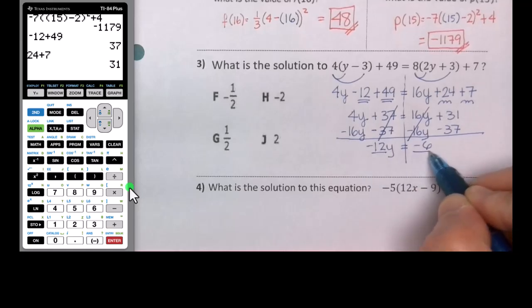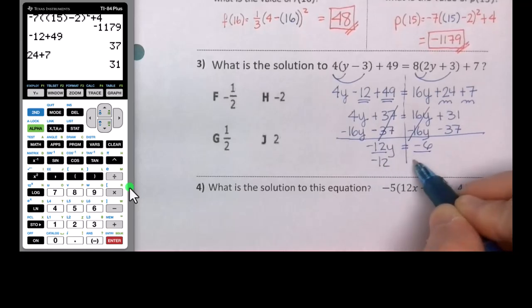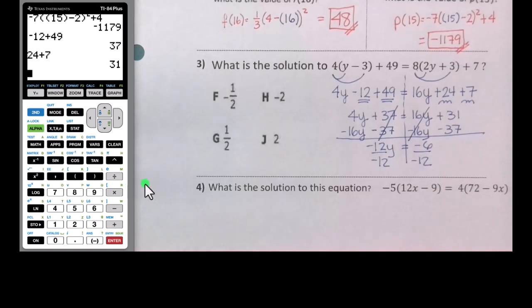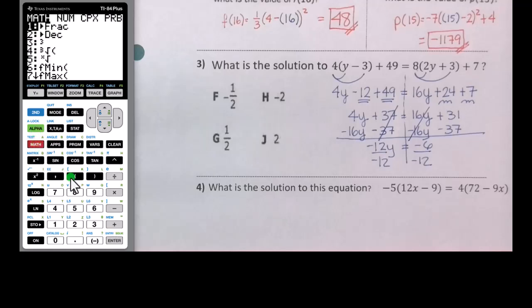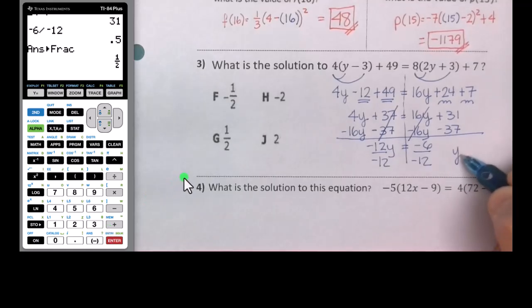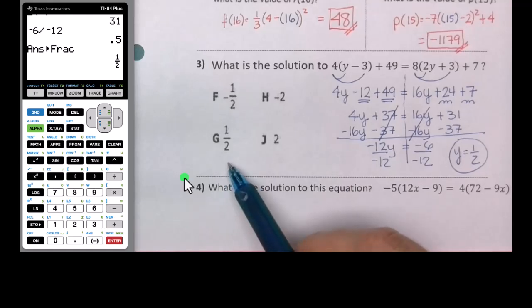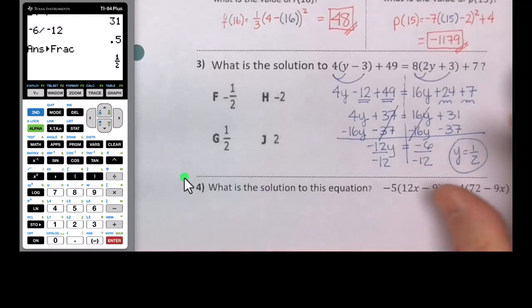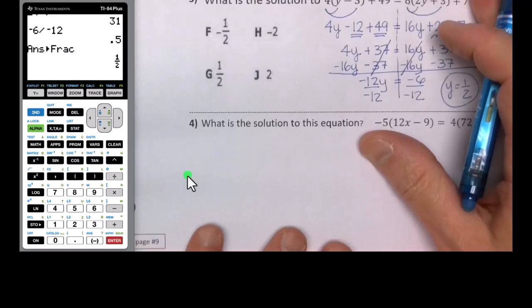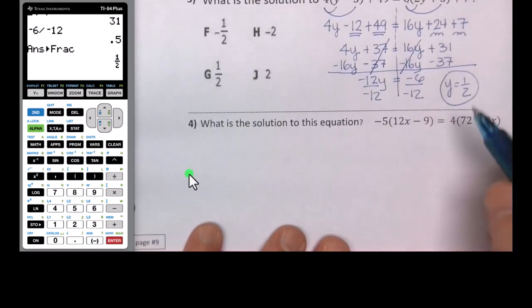We divide both sides by negative 12. And we're going to put in the calculator. Negative 6 divided by negative 12. We get 0.5. We can change back to a fraction. Math, enter, enter. And we get y equals 1/2. So we know that the answer is letter G. Okay? Last example. We are going to solve an equation.